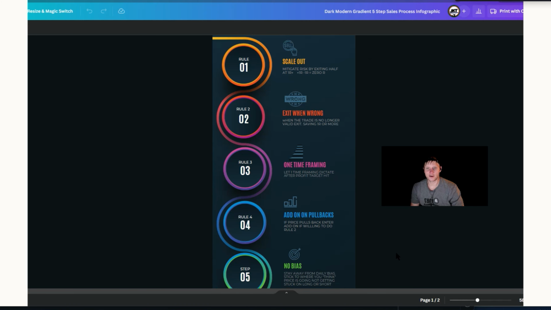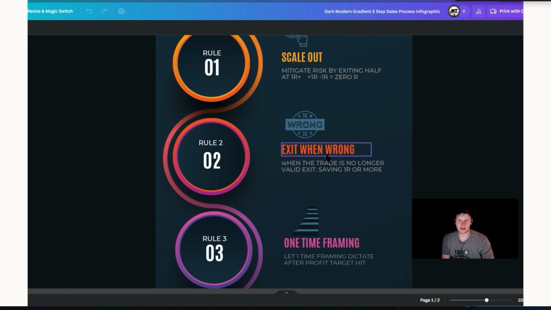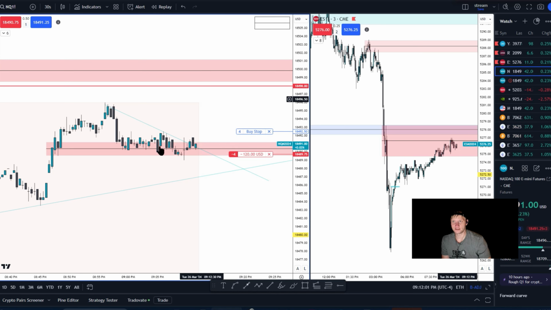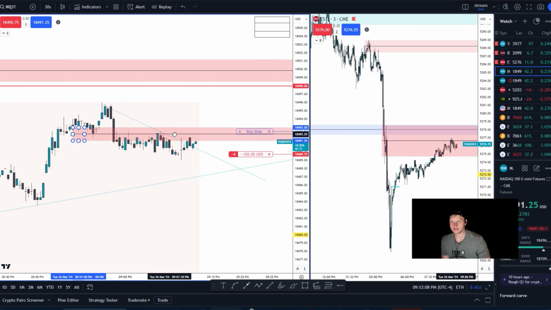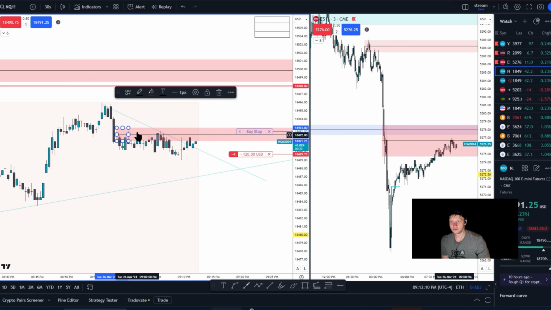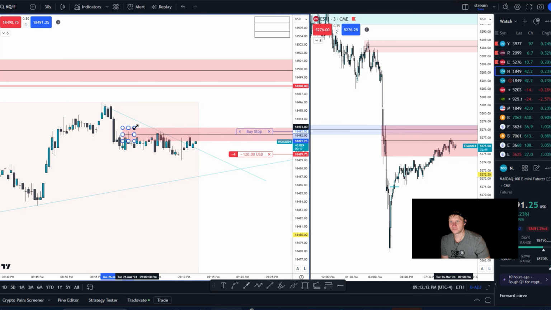And now we are on rule 2. This is going to be exit when wrong. When the trade is no longer valid, exit, saving on average 1R or more. So you have a good example of that in a trade I'm in right now. It's pushing up. It wasn't supposed to go past the trend line. It went past the 50% of this area here. So now I'm just waiting to see how it reacts to this doji that's right here. And then if it pushes up one more time, I'm going to go ahead and save my stop.